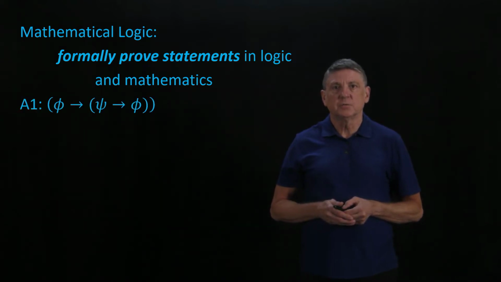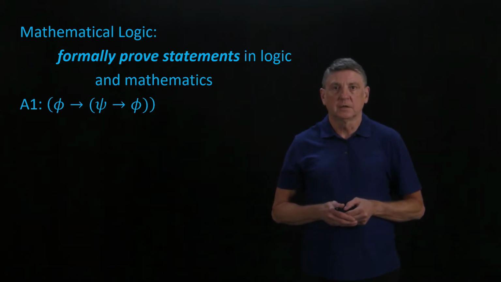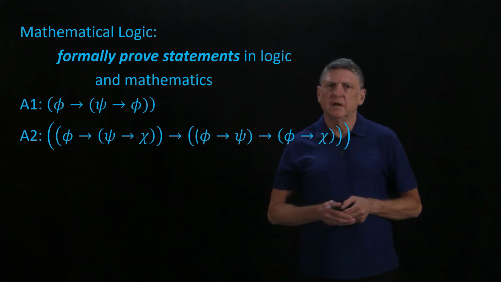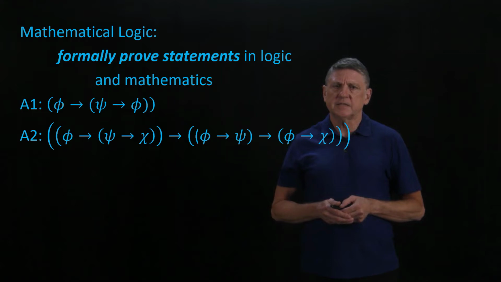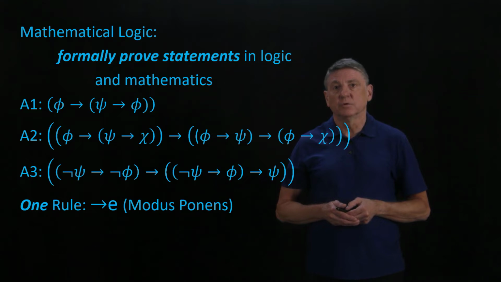The first axiom is one that we've already seen, which is that a true formula is implied by any other formula. The second axiom is more complex. It's often referred to as the monotonicity of material implication. It states that if a formula implies another implication, then that antecedent formula can be distributed across the consequent implication. The third axiom more or less encodes our form of proof by contradiction. The only rule in mathematical logic is the rule of modus ponens, or implication elimination.